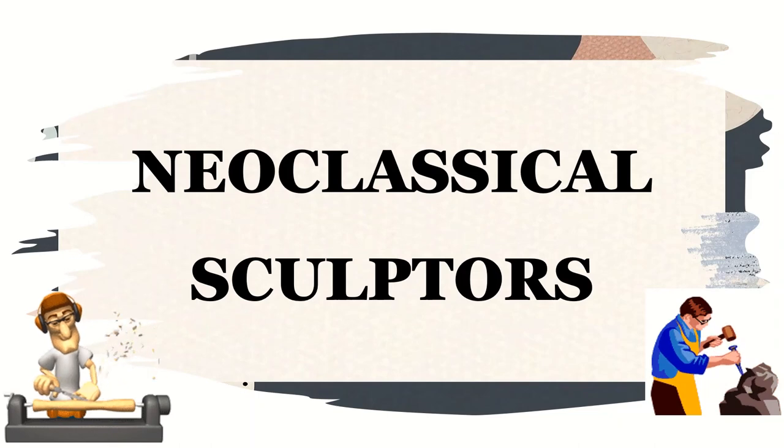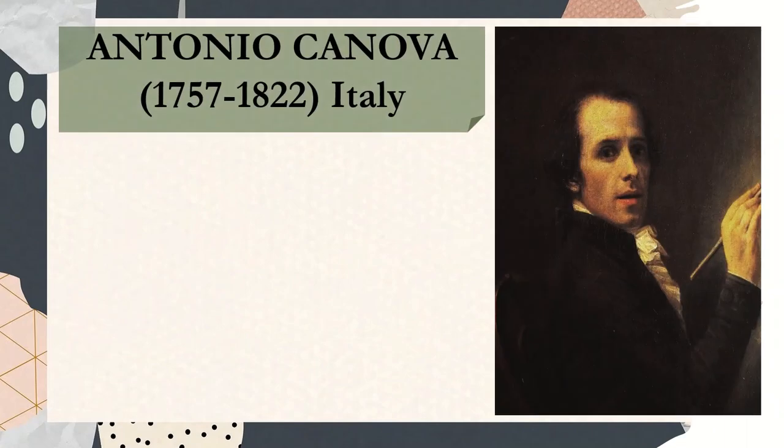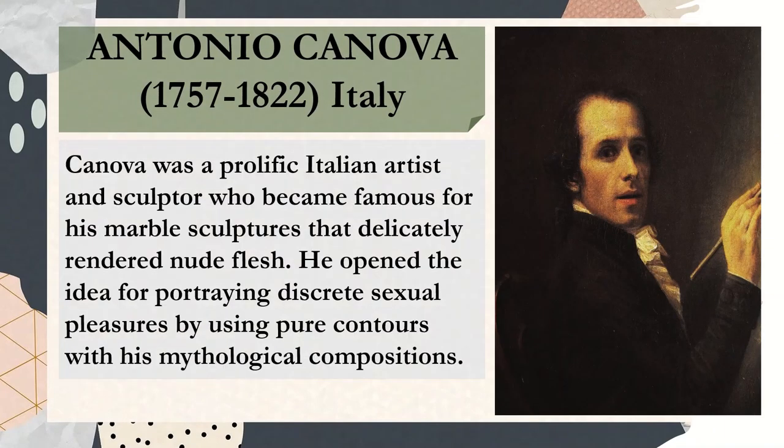Now, let's discuss some of the famous neoclassical sculptors. First, let's get to know Antonio Canova. Canova was a prolific Italian artist and sculptor who became famous for his marble sculptures that delicately rendered nude flesh. He opened the idea for portraying discrete sexual pleasures by using pure contours with his mythological compositions.